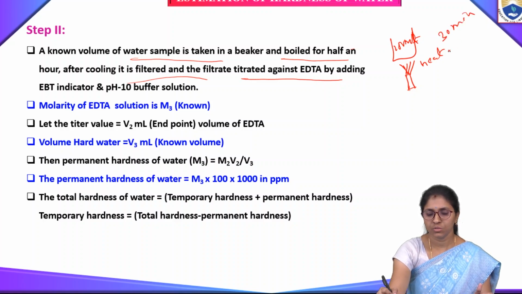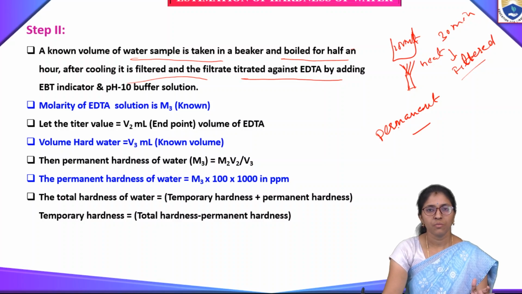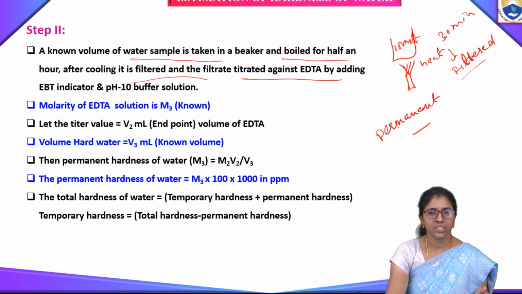After that, it is filtered. The filtrate, which is from the filtration, will be titrated against the EDTA. By this titration, we will get permanent hardness, because we are removing the temporary hardness by boiling and titrating that water against EDTA.